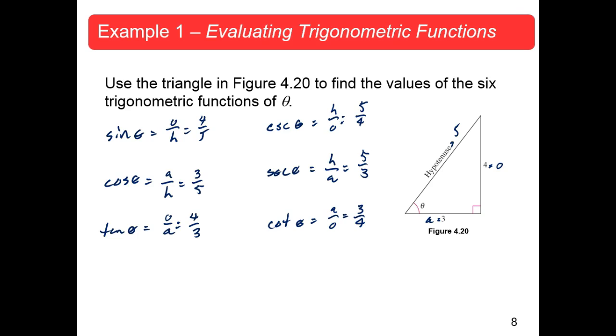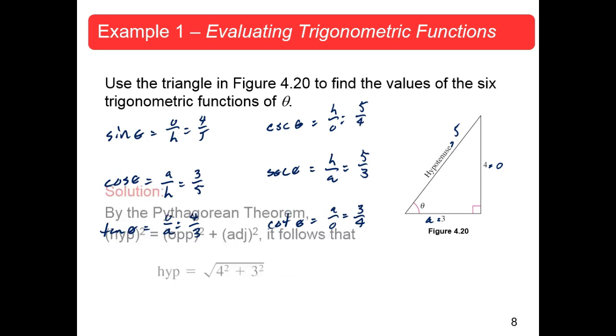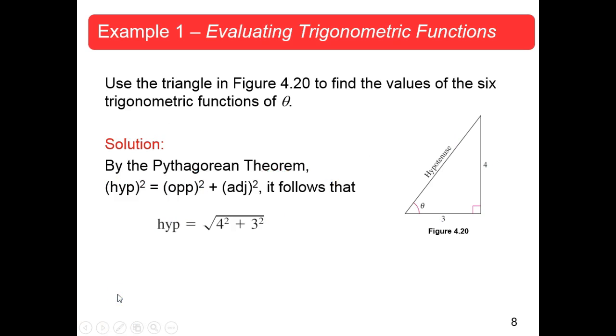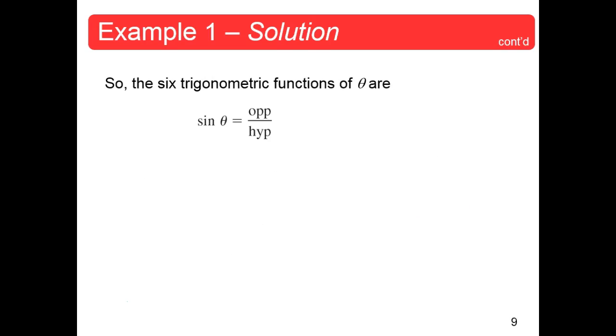And guess what? These two are less than 1, and these two are greater than 1. That wasn't that bad, was it? So let's see how they did it. First, you use the Pythagorean theorem to determine that the hypotenuse is 5. You did that very nicely. And then fill in the blanks.